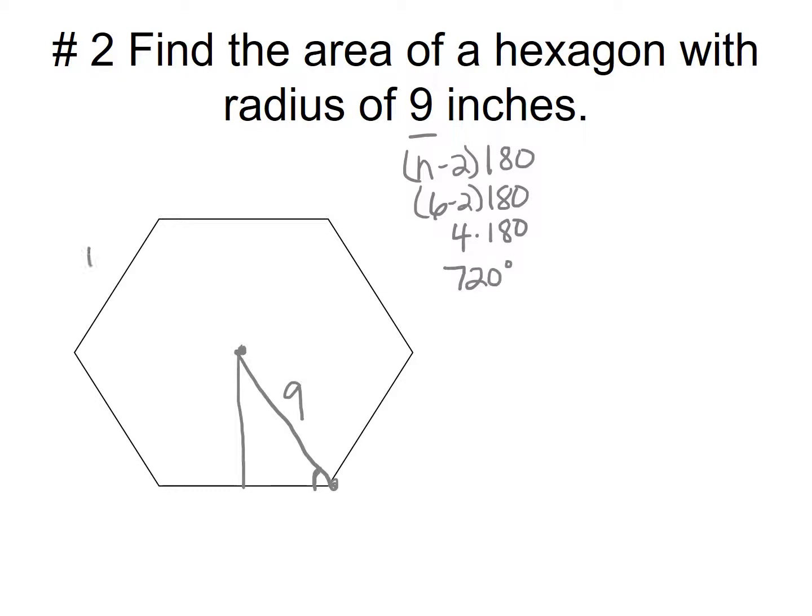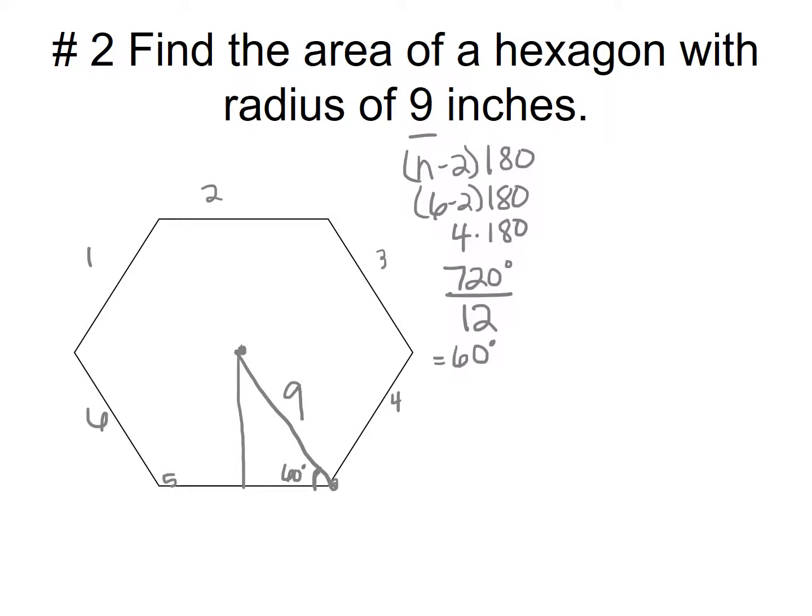And if I notice here, I have 1, 2, 3, 4, 5, 6 sides. So that means I'm going to divide by 6 times 2 because every side makes up 2 different triangles. So I'm going to divide 720 by 12. And if I type into my calculator 720 divided by 12, we get back the angle measurement of 60. So this unknown angle here I now know is 60.